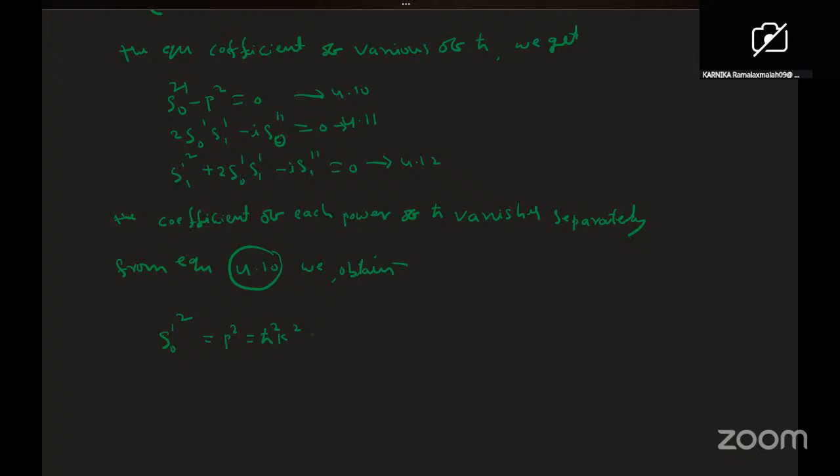You write this here. Equation. What is that? S naught dash is equal to plus or minus h dot k. Okay, now the root and the square cancel. Remaining, S naught dash is equal to plus or minus h dot k. That is equation 4.13. Okay.